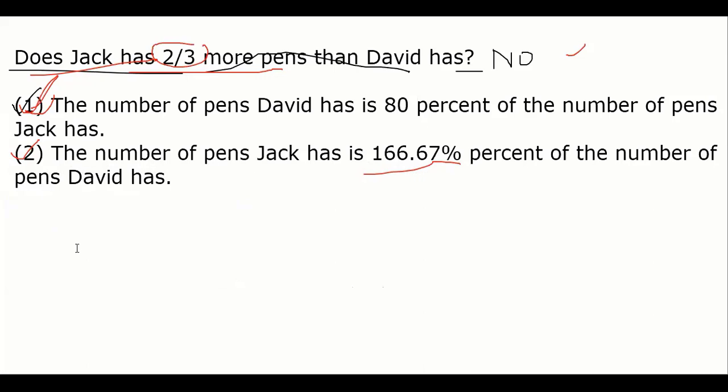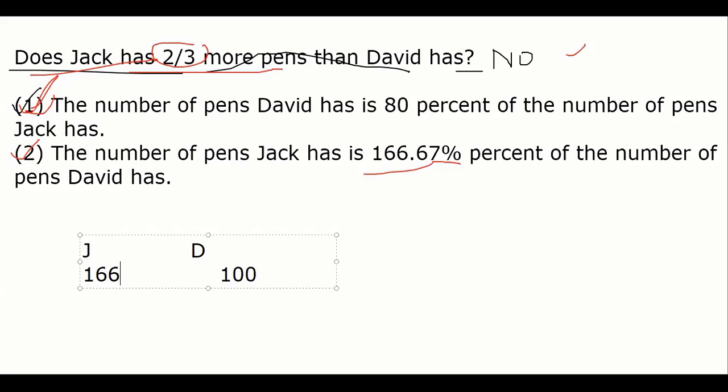Let's see. Jack and David. The number of pens Jack has is 166.6% of the number of pens David has. Say David has 100. How much will Jack have? Correct? So from that we can find out how much more Jack has. So then it's sufficient. Understood everybody?